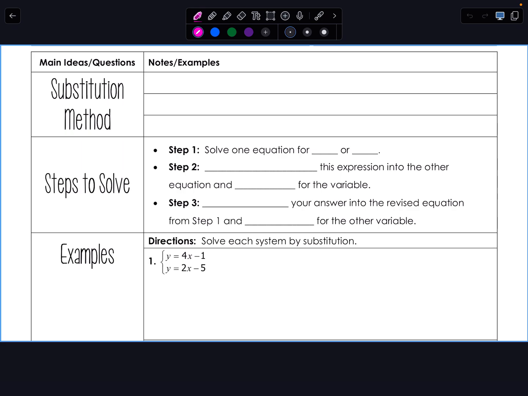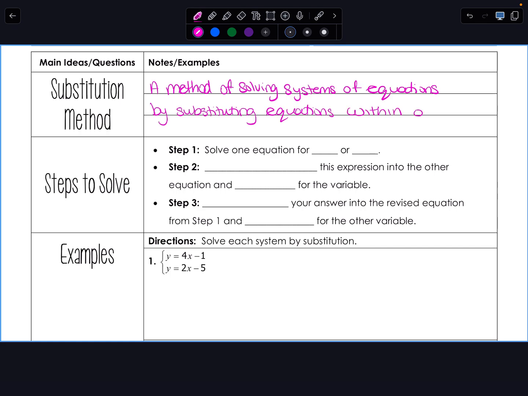The first method that we use is substitution, and that is a method of solving systems of equations by substituting equations within one another.